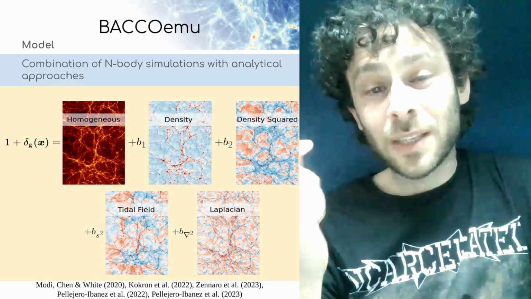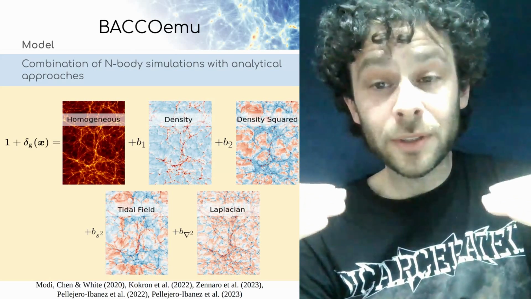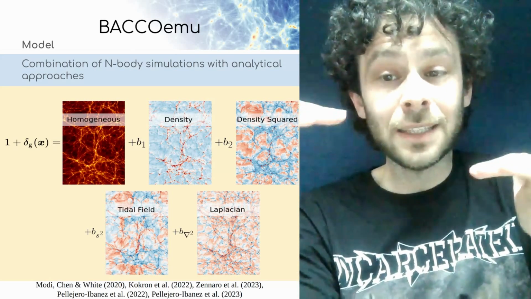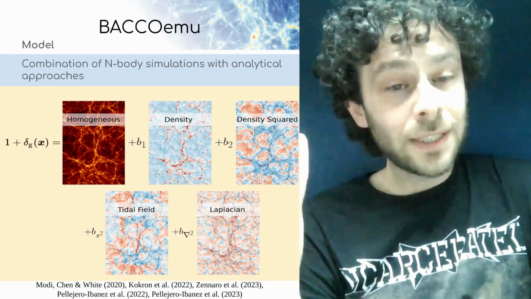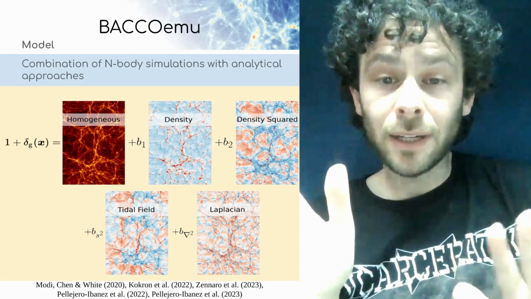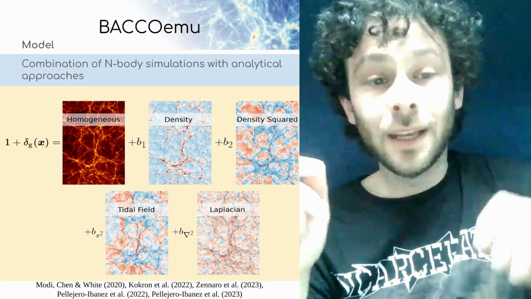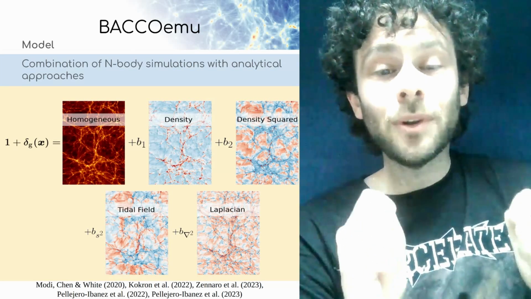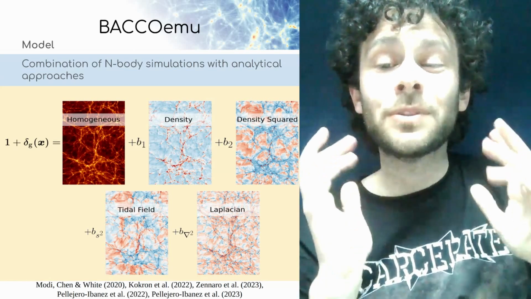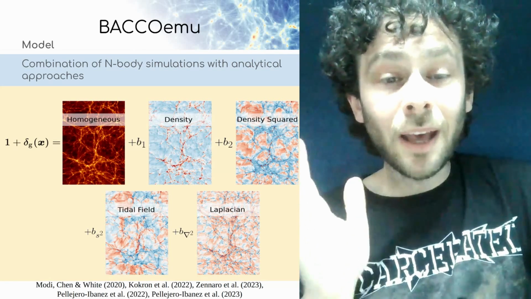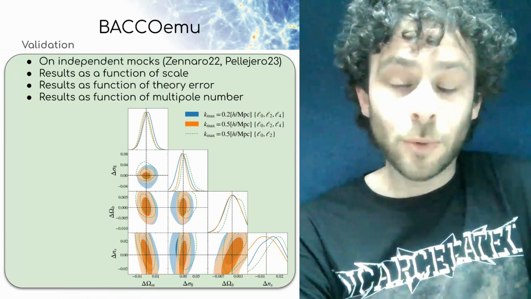Note that each of these basis terms is multiplied by a free constant bias parameter that measures the response of the galaxy density to changes in each of these fields. As you can see, this is a model that works at the field level, so in principle, it could be tested and used at any higher order statistic. However, because we need an n-body simulation per cosmological parameter that we test, computing the model becomes very computationally expensive, and we only have emulators for the power spectrum currently. That's why we stick to the power spectrum in this work.